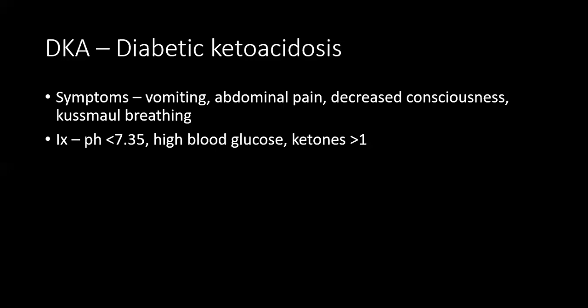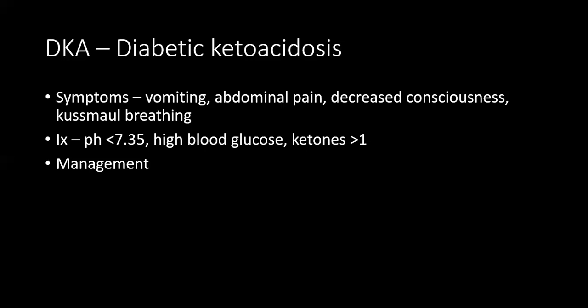At that point you'd want to do a blood gas. We want to check their pH, which would be less than 7.35. They'd have a high blood glucose, and we'd also want to check their ketones, which would be more than 1. We'd also do a urine dip to check for glucose and ketones in the urine. So once we have our low pH and our high blood glucose and ketones, we've got our diagnosis of diabetic ketoacidosis. So we need to manage it at that point.